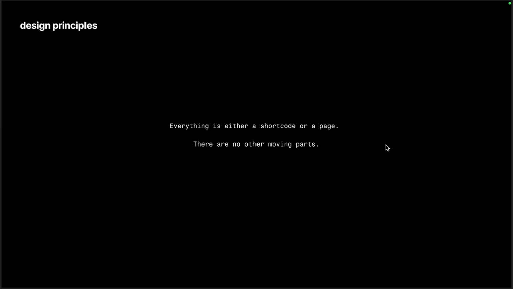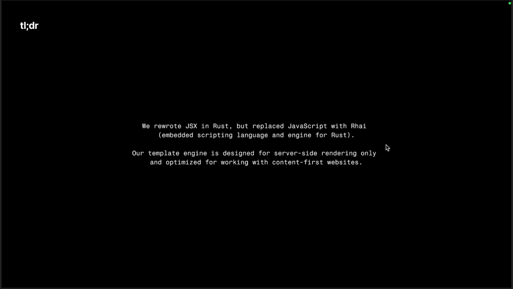Our design principle is that everything in Poet is either a shortcode or a Markdown page. There are no other moving parts like layouts, sections, or templates. Everything is just one of two types of files. And the way we build Poet is that we rewrote JSX into Rust, but replaced JavaScript with Rhai, which is an embedded scripting language for Rust.